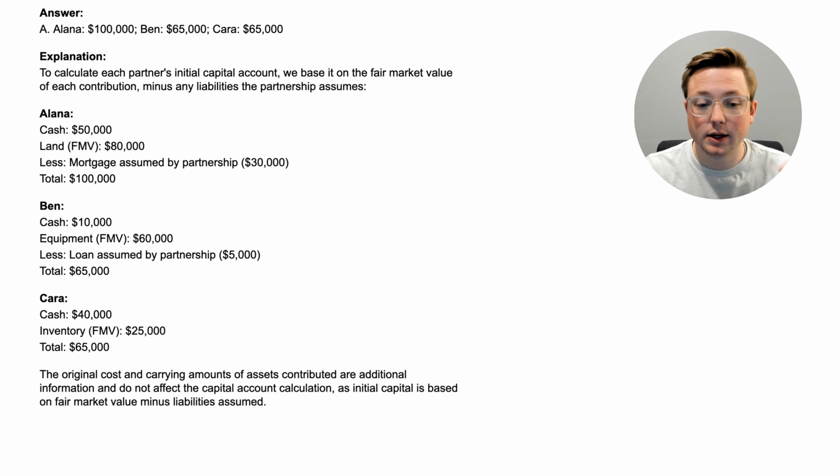So as you can see throughout this, the original cost and carrying amounts of assets contributed are additional information, but they do not affect the capital account calculation because it's based on cash and the fair market value of anything that's donated. And then you, of course, subtract any debt or liabilities that are taken on by the partnership, and so the partner is no longer responsible for them. So that's how you calculate the initial capital account balance; we're dealing mainly with partnerships in this video. Now let's go to the next question to start building on what else can happen to affect the capital account.